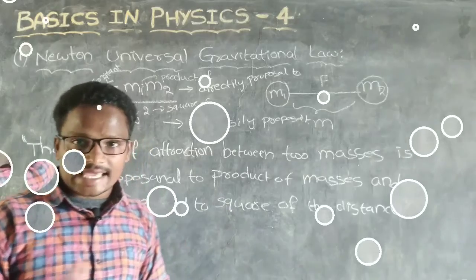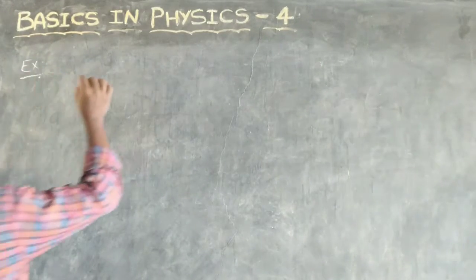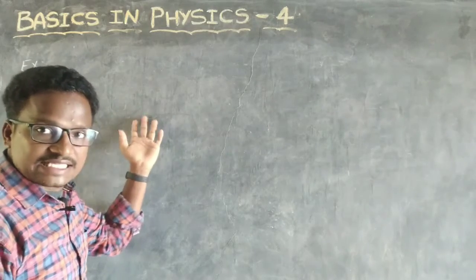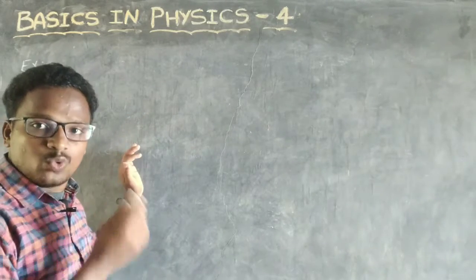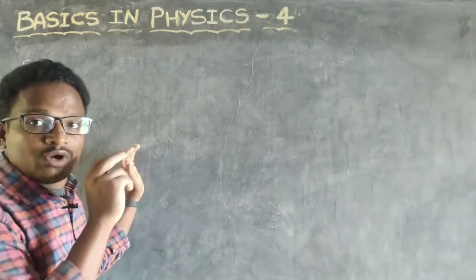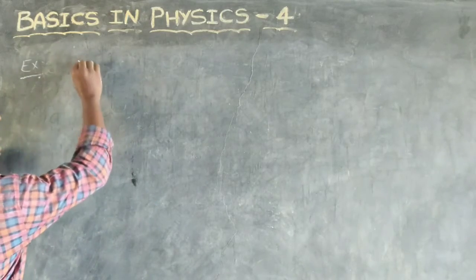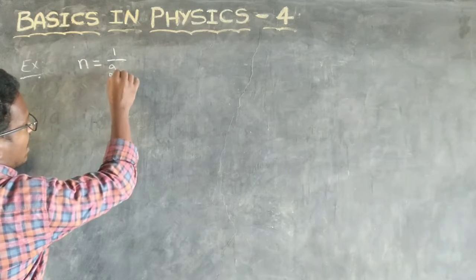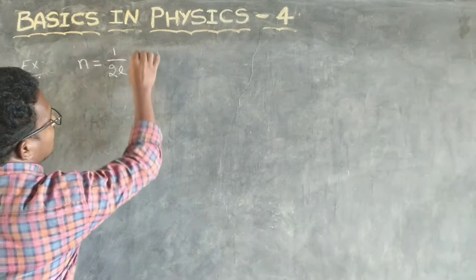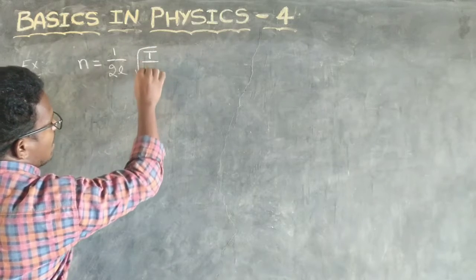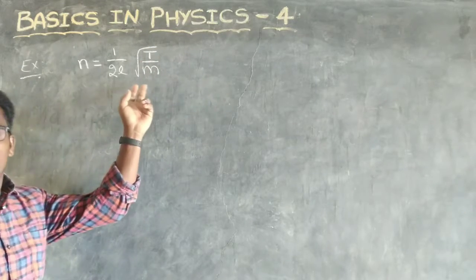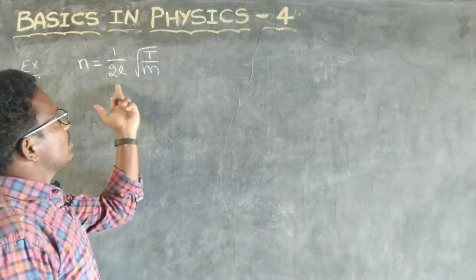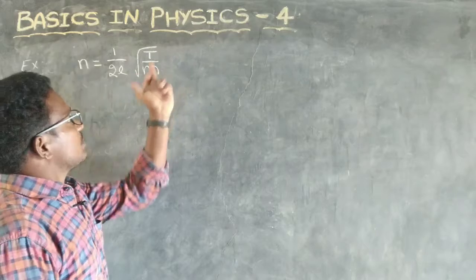Then next example, fundamental frequency n equal to 1 by 2L into under root T by m. What is the fundamental frequency n equal to 1 by 2L under root T by m?